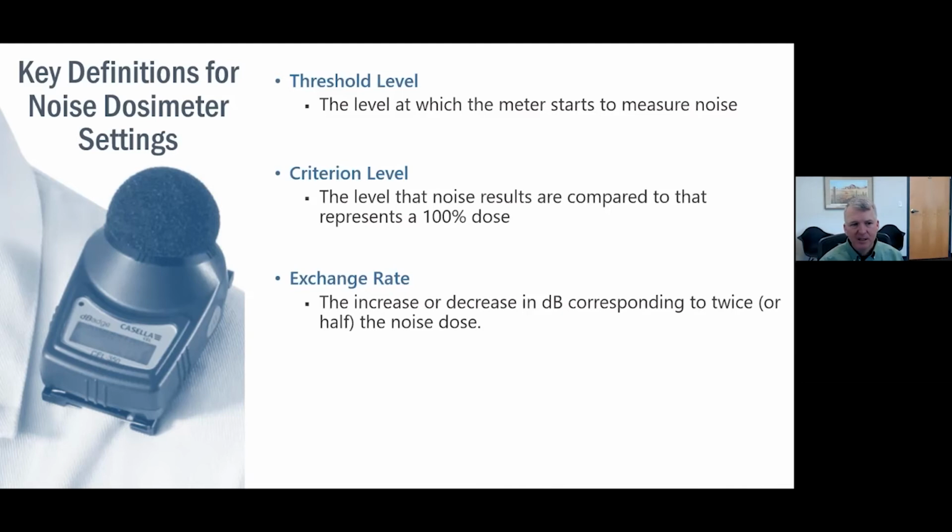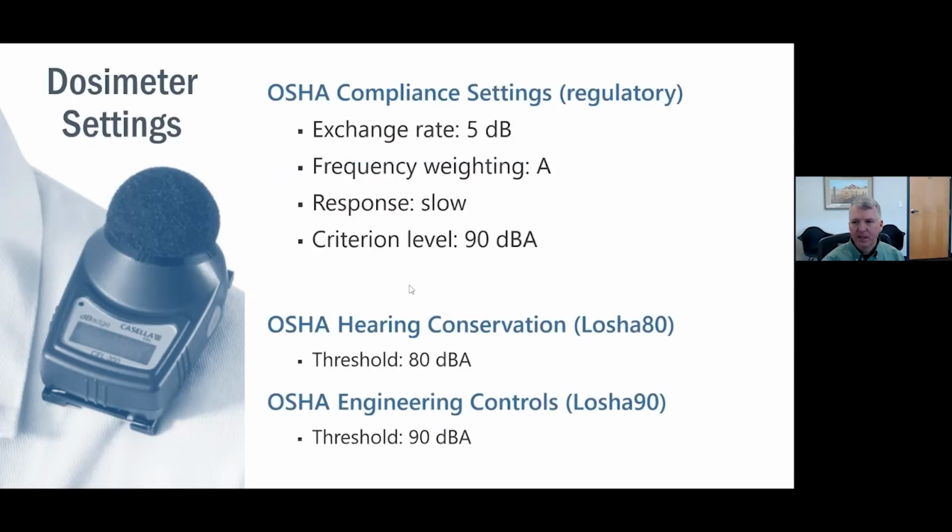And we mentioned that earlier, the 90 decibel threshold for the original noise standard and 80 decibel threshold for the Hearing Conservation Amendment. And the criterion level from an OSHA perspective is that level that the results are compared to. It represents 100% dose, and that is 90 decibels for OSHA. And then the exchange rate, which we'll talk about quite a bit here, is the increase or decrease in decibels, dBA, corresponding to twice or half the noise dose. And that's a critical thing that really makes a difference.